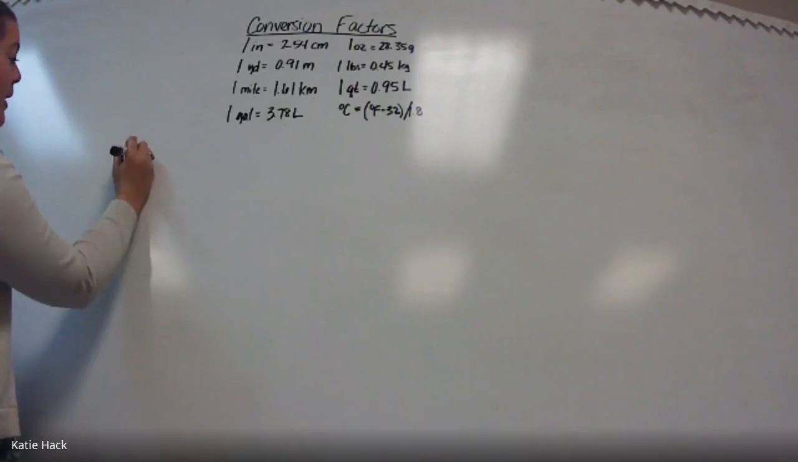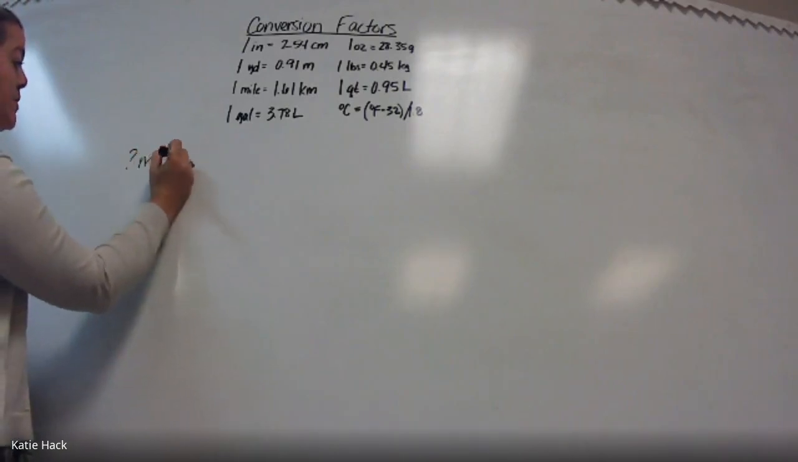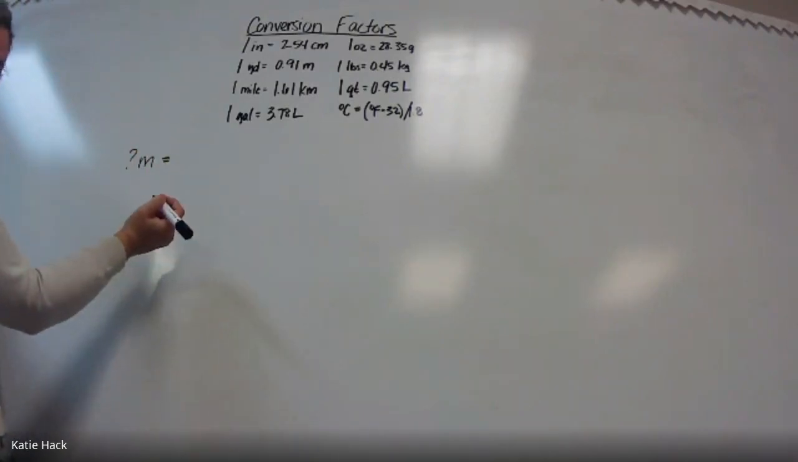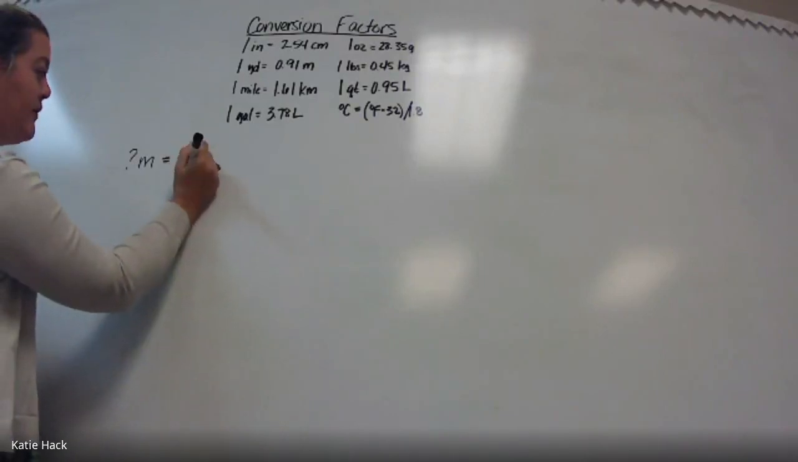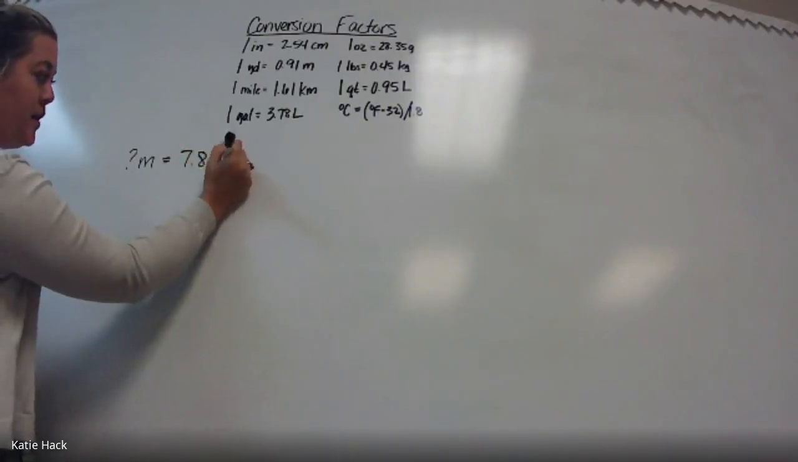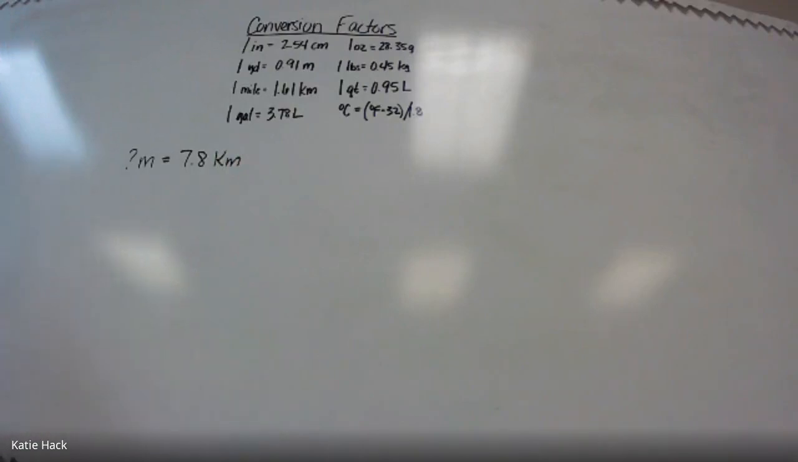So how many meters are in 7.8 kilometers? Okay, well, according to our chart, we have our base is 1.